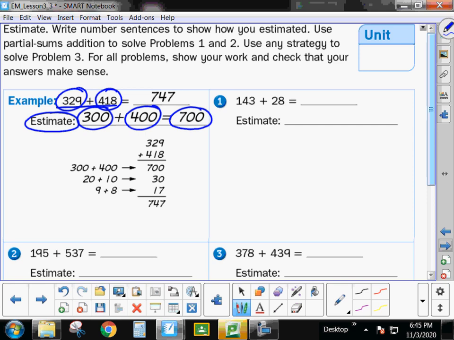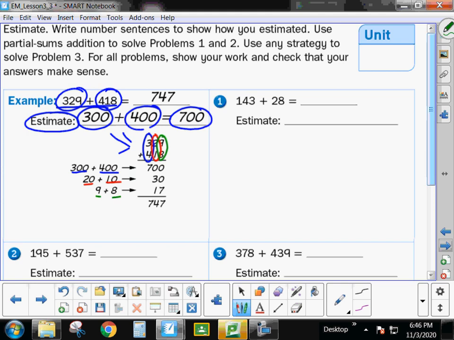Okay, then they took these numbers, 329 plus 418, and they wrote them vertically, where they're stacking. They lined up the hundreds, they lined up the tens, and they lined up the ones. And that's going to be really important when you rewrite your numbers, that you're lining those up carefully. Okay, then just like in the samples that we did earlier, they took the hundreds, they did 300 plus 400, got their 700. Then they added up their tens, they did 20 plus 10 and got 30. And then they added up their ones, 9 plus 8, and got 17.